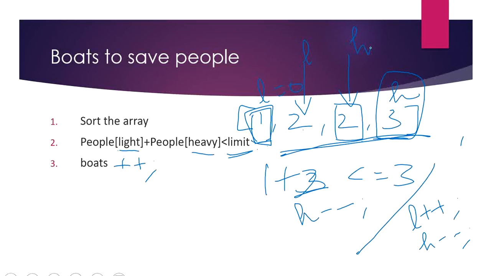So now we incremented the lighter person, and the boat count is again incremented for the second boat. Now both pointers come to the same point and point to only this person. We have only one person remaining, and we are going to take this person in a third boat. So the boat count increases again. This is how we approach the algorithm. Let's type in the code in LeetCode and check how it works.